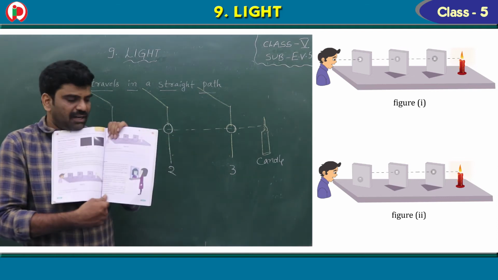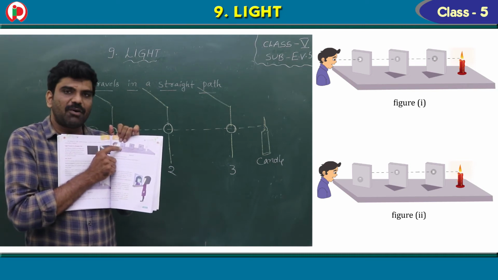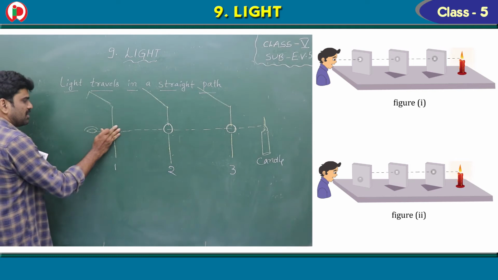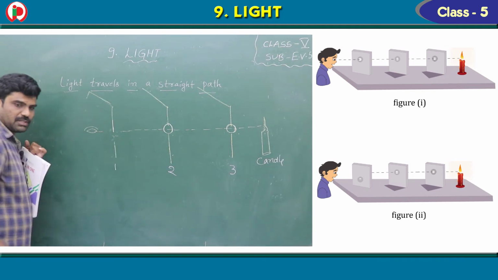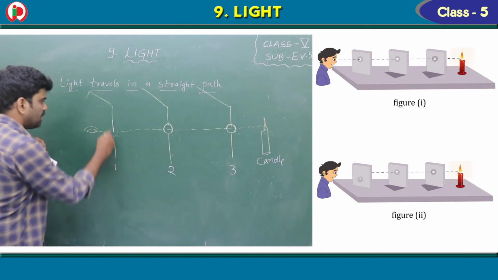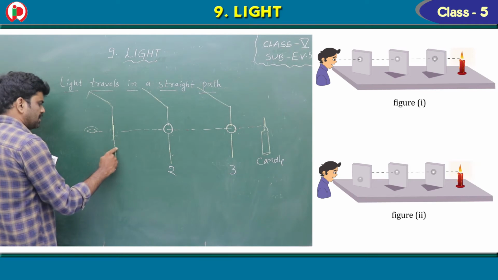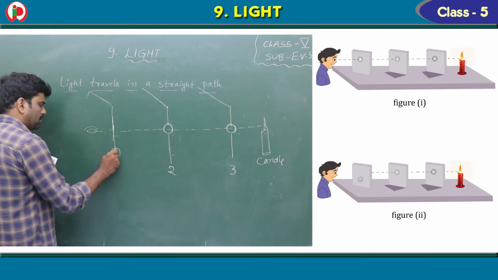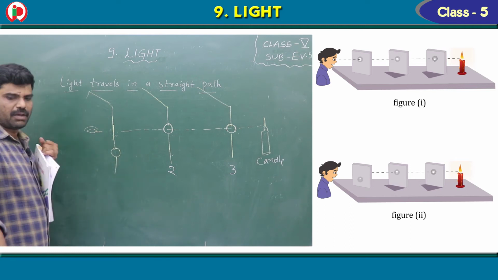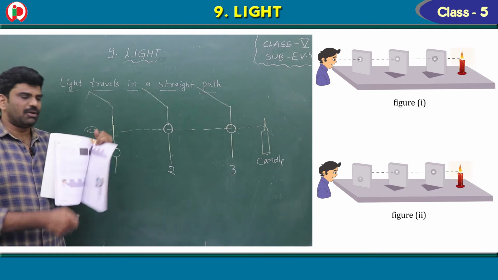Now here in the second figure, what happened? Here the first cardboard is upside down. Now the hole is present here, children. Upside down means the hole will come here. Now my question is, can we see the light? Can we see the light?